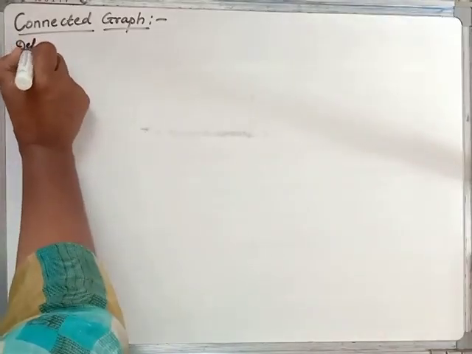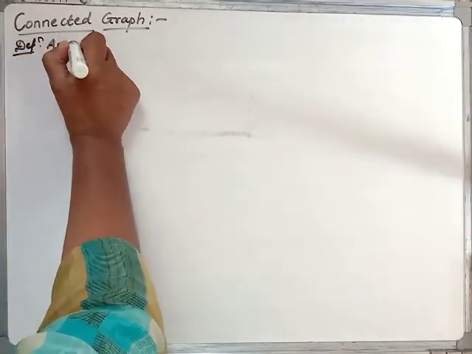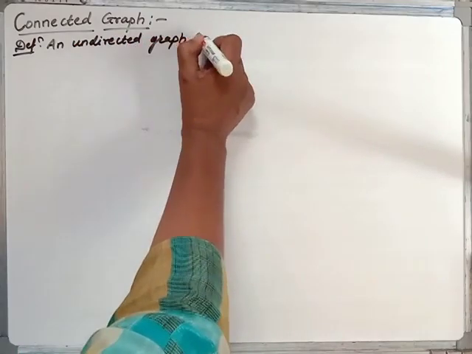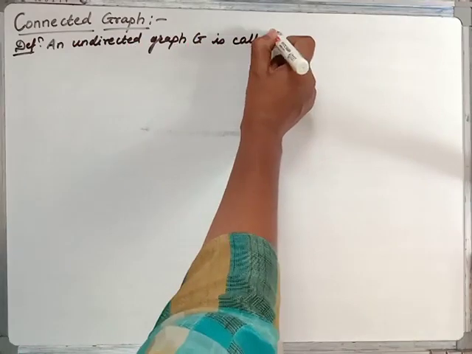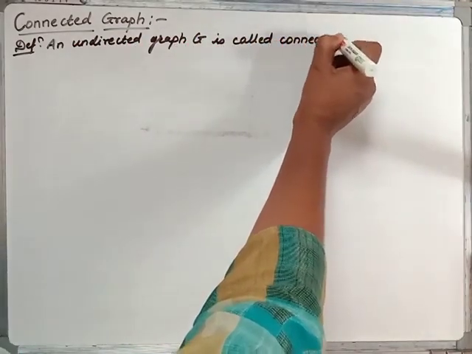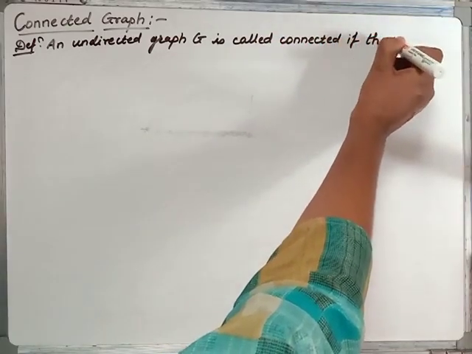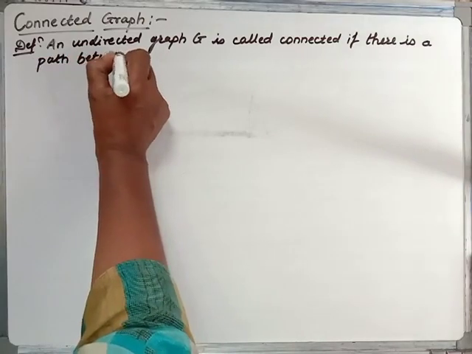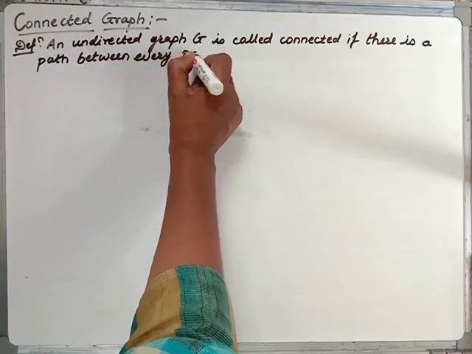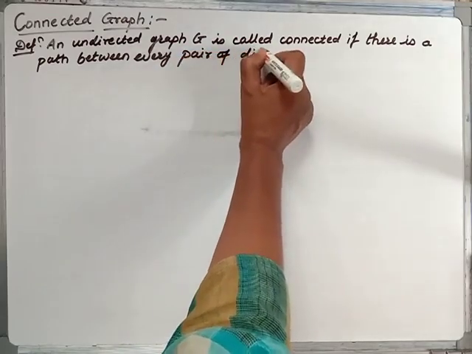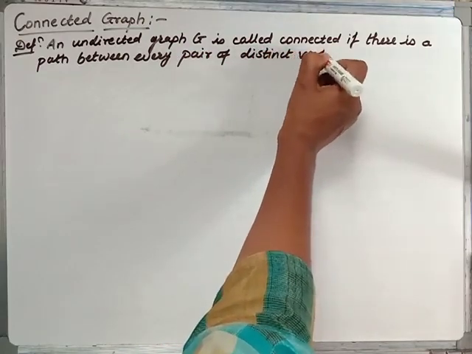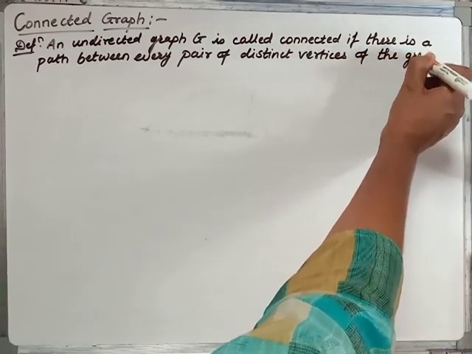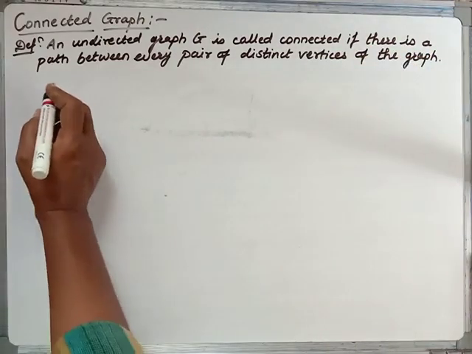Fine. Now the next one, connected graph. Let's see the definition. An undirected graph G is called connected if there is a path between every pair of distinct vertices of the graph. There is a path between every pair of distinct vertices of the graph.